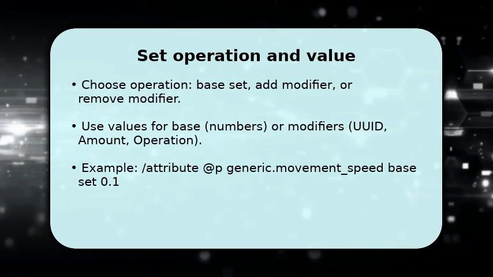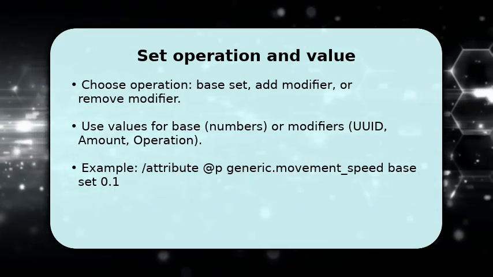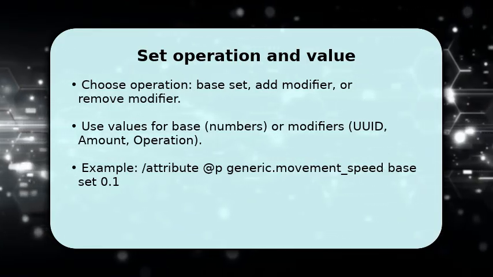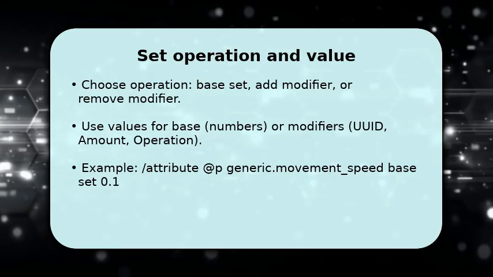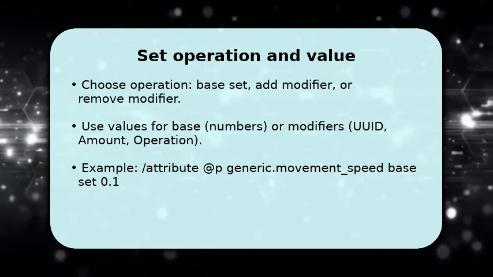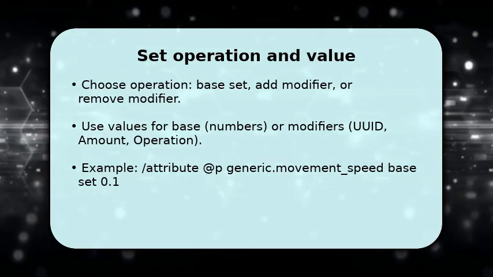For modifiers, you include a UUID, name, amount, and operation like add or multiply: /attribute @p generic.attack_damage modifier add <UUID> <name> <amount> <operation>. Make sure to use the correct operation keyword and numeric format. Minecraft parses numbers strictly, so use decimals where needed.